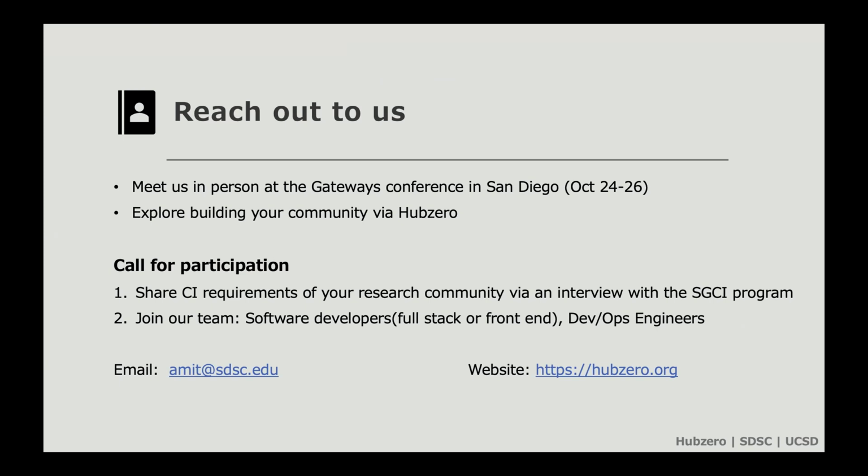And there are a couple other items which we are looking for from the community. We are collecting emerging and existing CI requirements from the research community through our interview process, through the SGCI program. So if you're willing to participate in that, please do let me know. I would love to connect you with the right people to get their input. It's especially important as we are creating a new set of software. All that feedback is going to be very applicable for us.